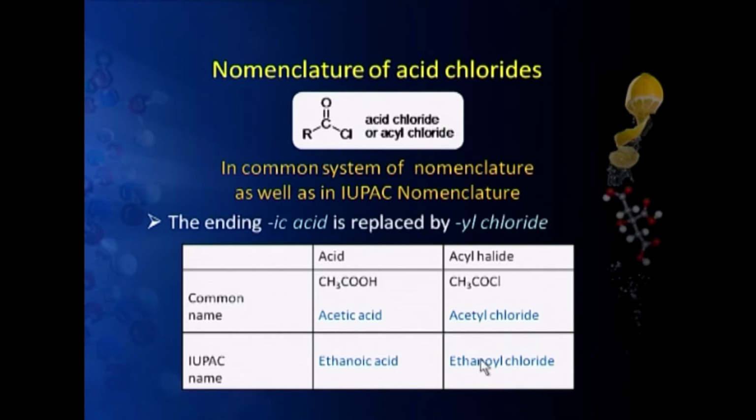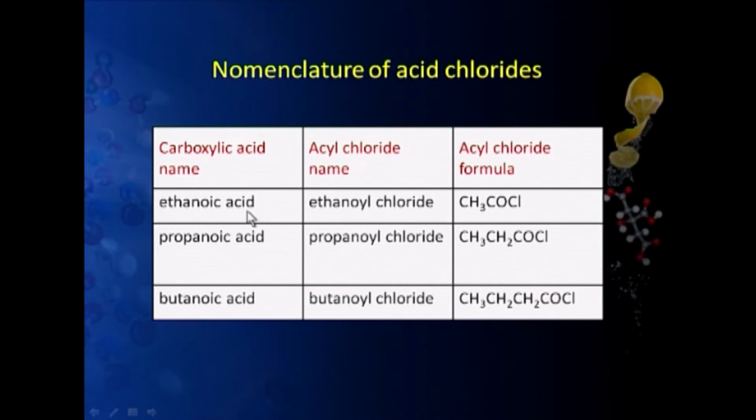Similarly, in the IUPAC system, when ic of this ethanoic acid is replaced by yl chloride, we get ethanoyl chloride. So these compounds in the IUPAC system are named as alkanoyl chloride, and in the common system by replacing the ic of the common name for the acid and then adding the word chloride. Such as ethanoic acid, its IUPAC name will be ethanoyl chloride, that is the chloride which is obtained from it. Propanoic acid will give us propanoyl chloride. Butanoic acid, butanoyl chloride. So these are the formulas. OH is replaced by Cl and we get the corresponding acid chlorides, and they will be named accordingly.